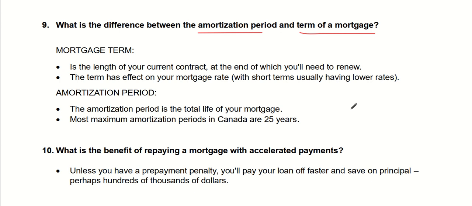So that's basically 5 times that you have to renew your contract, because the mortgage amortization period is the total length, and the mortgage term is a shorter length. And so basically, you're just dividing. The mortgage terms are just a series of contracts that add up to the amortization period.